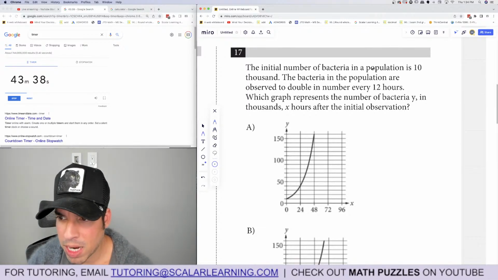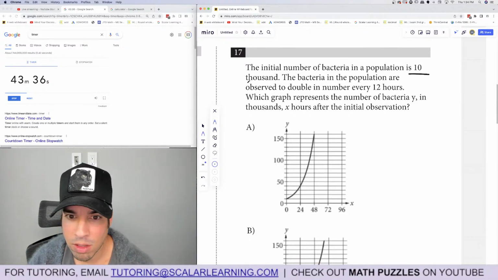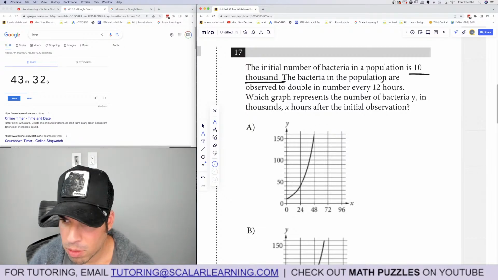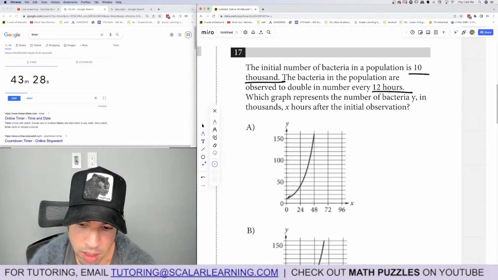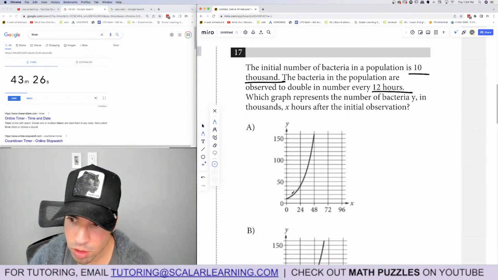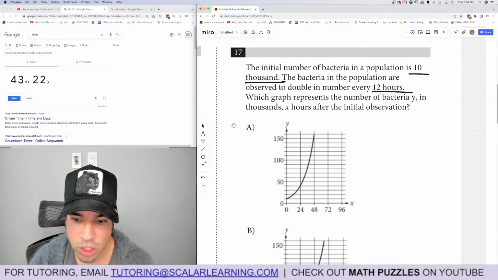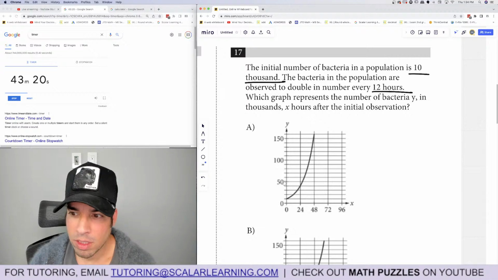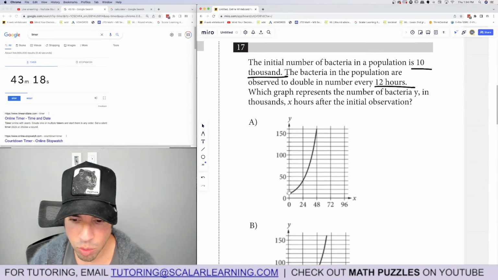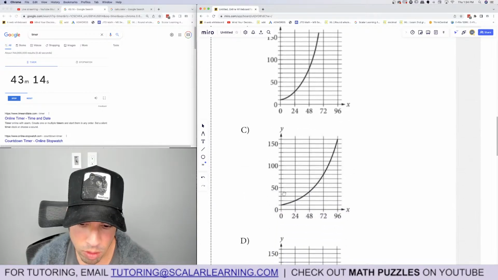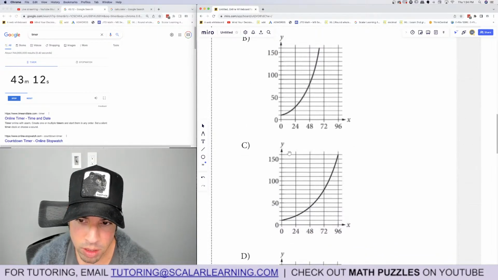The initial number of bacteria in a population is 10,000. The bacteria in the population are observed to double in number every 12 hours. So if there's 10, then at 12, it should be 20. This already looks correct. This graph represents the number in thousands of x hours after initial observation. Well, this is in thousands, so that looks like 10, 20, 30, 40, 50. So initial value of 10 is correct. That's the correct initial value. Oh, they all have the correct initial value.